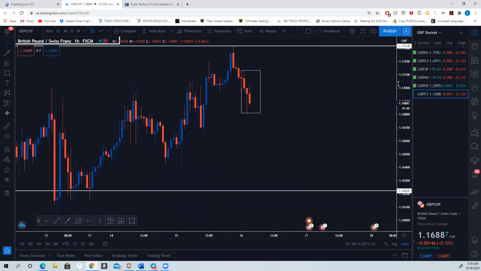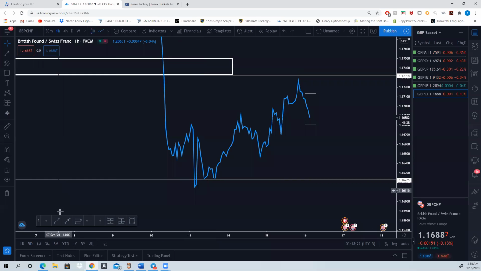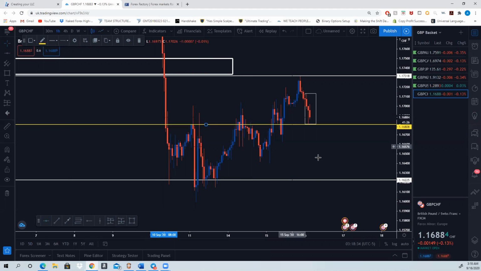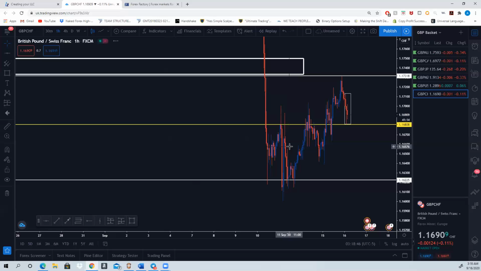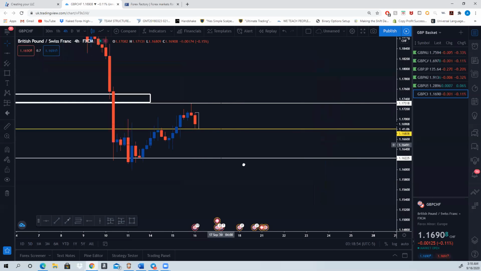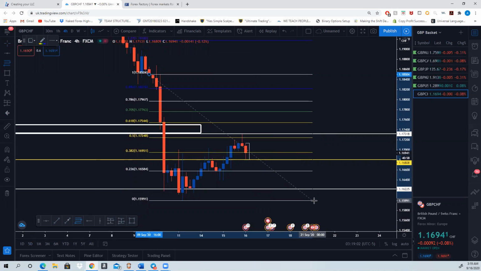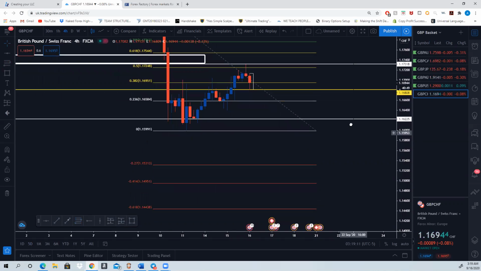So hopefully this will break to the downside, like GJ that we are waiting on. If this breaks 1.16800, this should be a decent sell on GBP CHF, because it had a nice rejection here, 50% of the move, and then we will have a really big downside potential here.